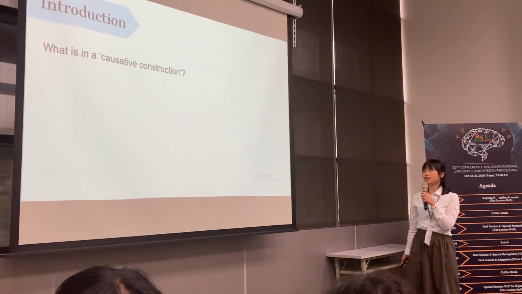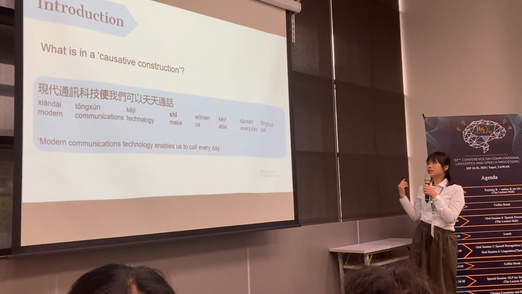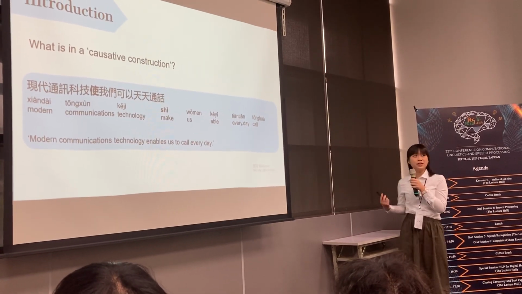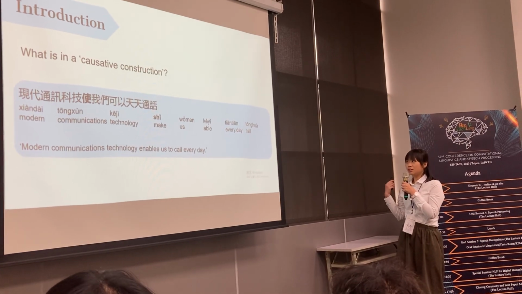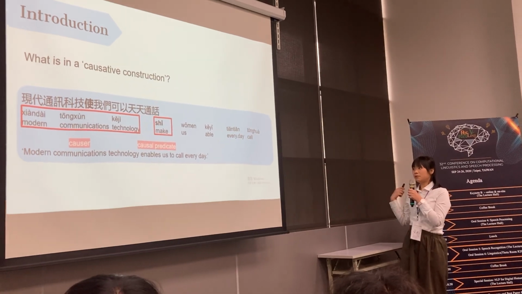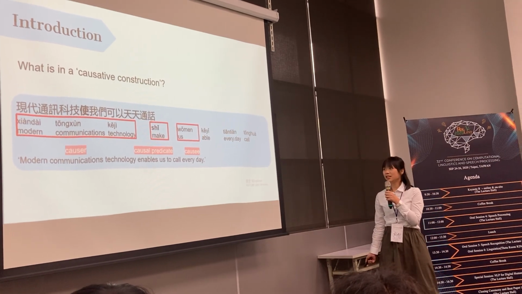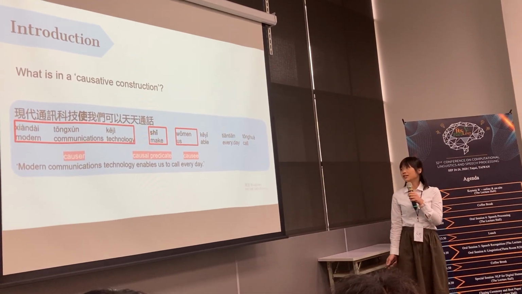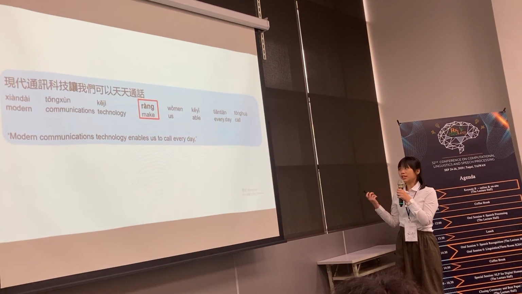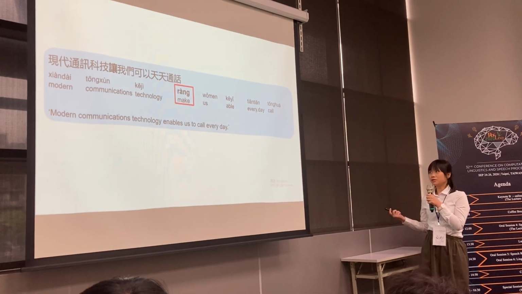So what is a causative construction? Here is an example from our data, and as we can see, this is a causative construction. According to Verhagen and Kammer, a causative construction usually contains a causer, a causal predicate, and a causee. In this case, the causer is 现代通讯科技, the causal predicate is 使, and the causee is 我们. If we replace 使 with 让, this sentence is also grammatical and comprehensible.